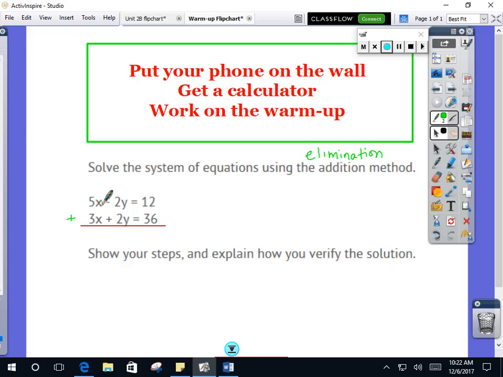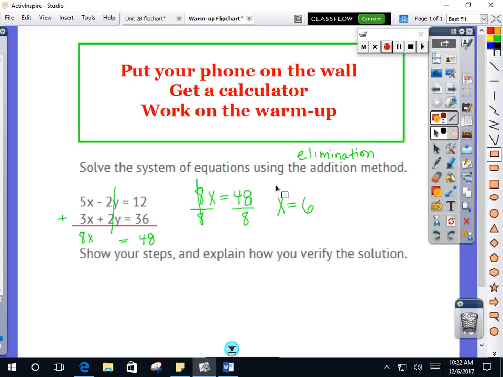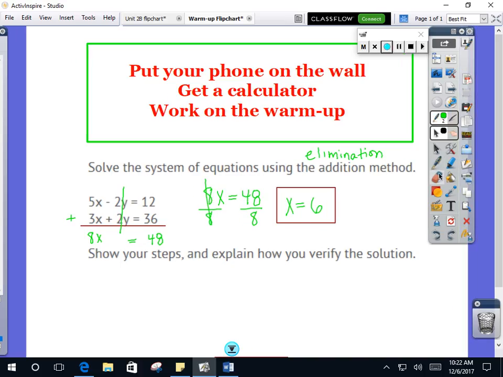What is 5x plus 3x? 8x. What is negative 2y plus 2y? Which eliminates. And then what is 12 plus 36? 48. Okay, so now you have 8x equals 48, and you're trying to solve for x because that's the remaining variable. How do you solve for the x? Divide by 8, and so x equals 6. Okay, now is that the final answer? Correct. We have to have an x and a y value.